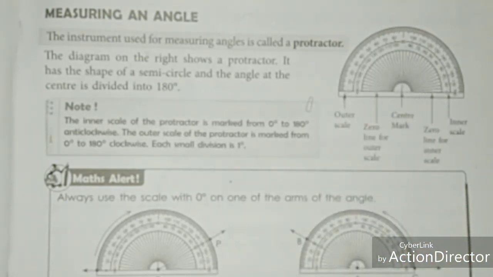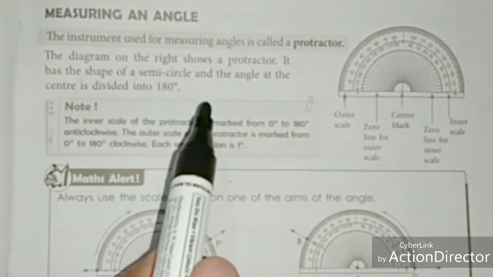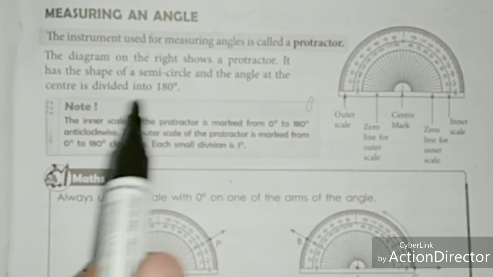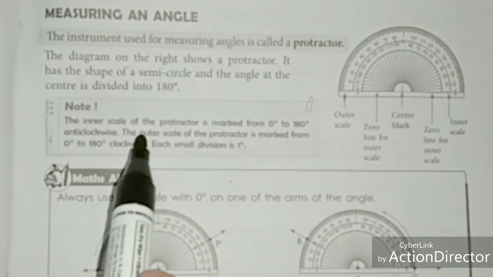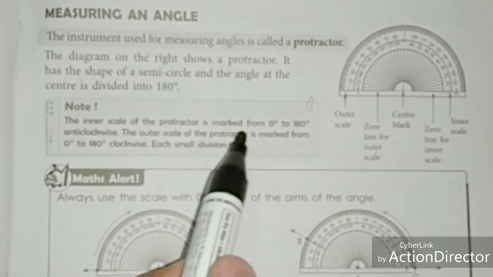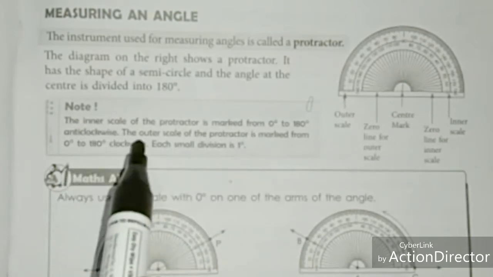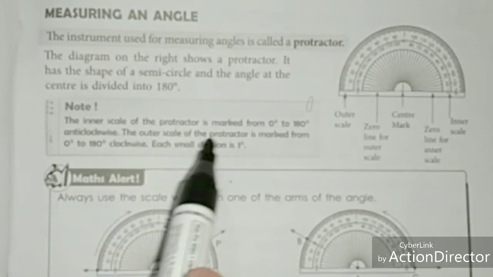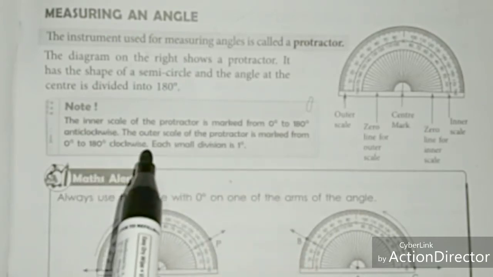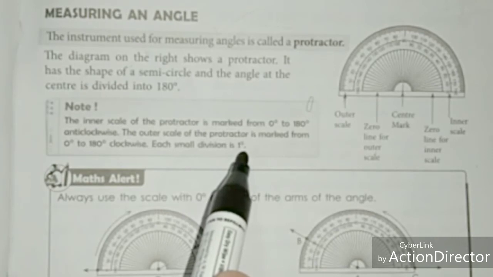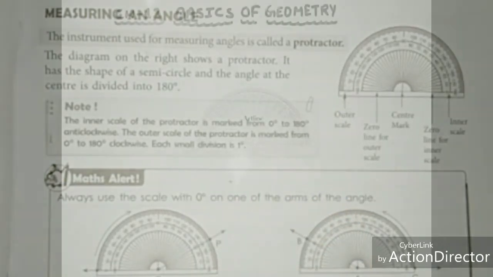So the diagram on the right shows a protractor. It has the shape of a semicircle, and the angle at the center is divided into 180 degrees. The inner scale of the protractor is marked from 0 degrees to 180 degrees anti-clockwise, and the outer scale is marked from 0 degrees to 180 degrees clockwise. Each small division is 1 degree. Like this small division is 1 degree.